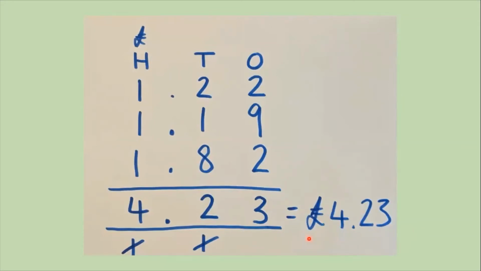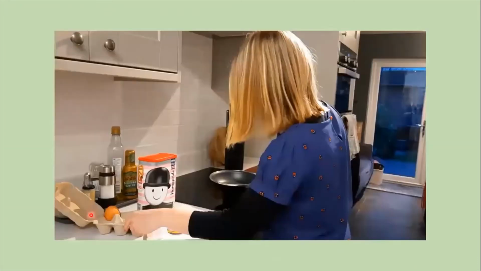How do I say that amount? £4.23. Well done. As you can see, I've used the decimal point in the answer. I've put it here to show that it's £4, so pounds are before the decimal point, and 23 pence, the pence being after the decimal point. Okay then, I think that is enough practice.